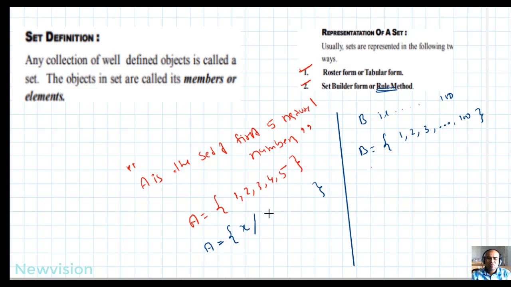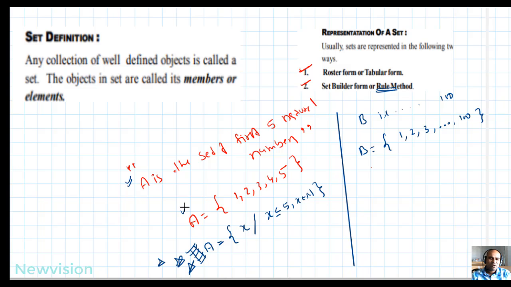So through a rule you want to write here. Now I will write X lesser than or equal to 5 where X belongs to N. This is called rule form. This is called set builder form. Set builder form is important for us. So using the example, I explain what is roster form and what is set builder form.